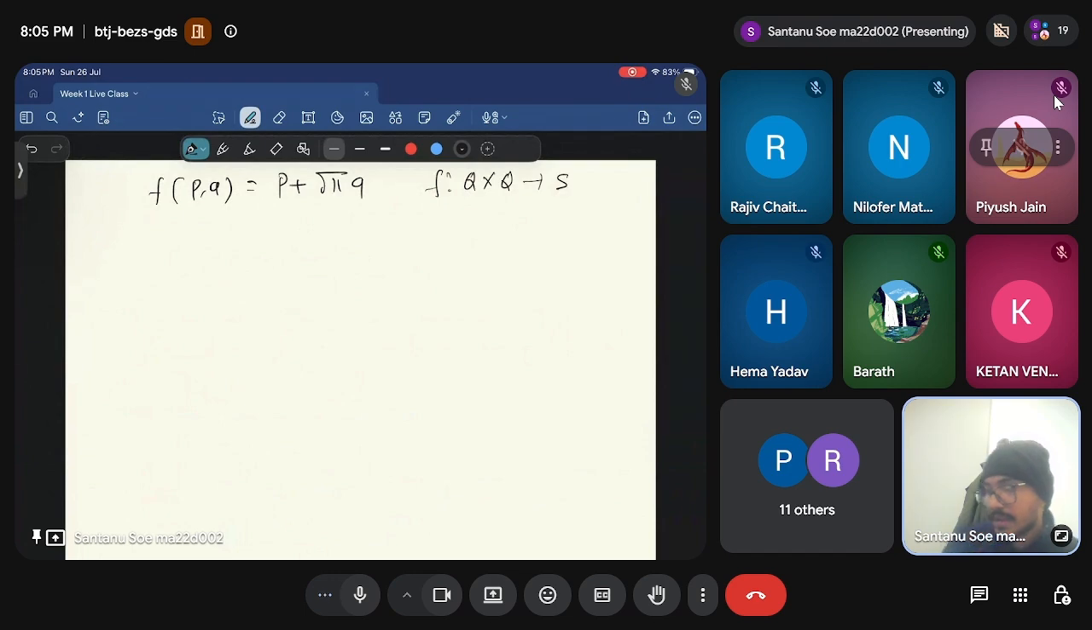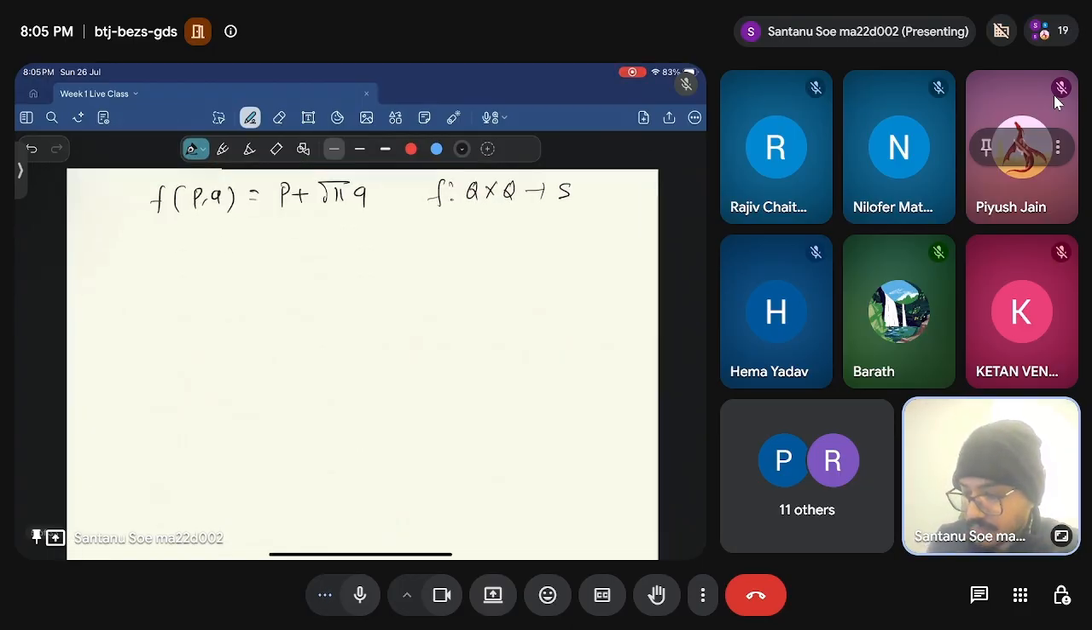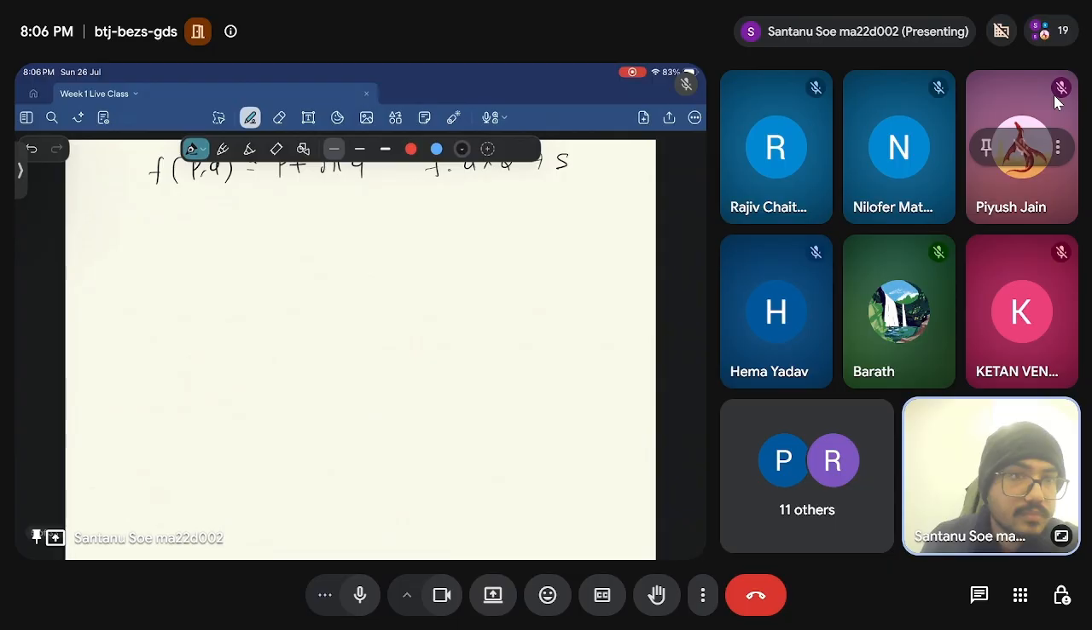S is already the set of elements of the form p + q√11. Now, can anyone tell me if this map is bijective? Let us go one by one. Can you now prove that this map is injective? Anyone? First we're going to prove the injectivity, and then we're going to prove the surjectivity.